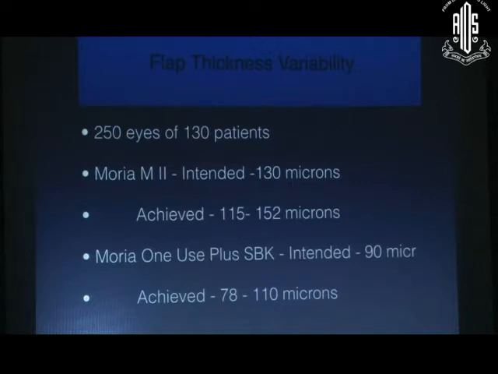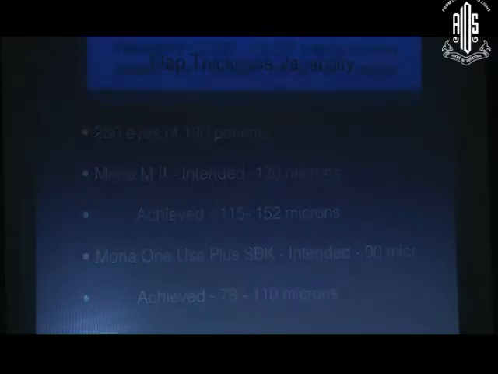In case of a one-use SBK flap, where we had planned a 90 micron flap, we achieved anything between 78 to 110 microns. Now, it is this variability in the flap thickness which is so crucial, because in case we have a thicker flap, we may leave behind a lesser residual stromal bed.